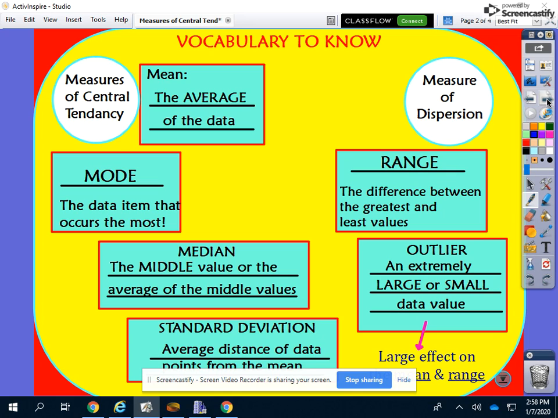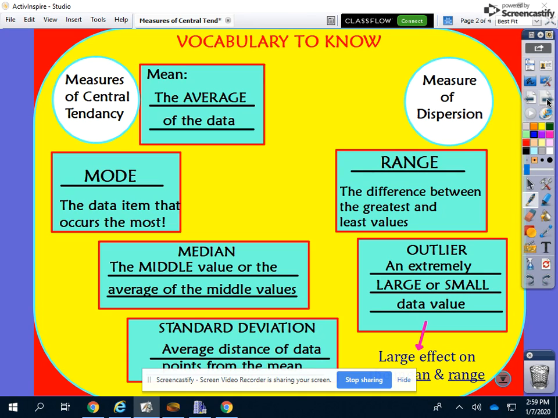The next term is the word mode. The mode is the data item that occurs the most. Median. The median is the middle value or the average of the middle values. Remember, median kind of sounds like medium, and if you think about it, medium is the middle of something that's small and large. So again, the median is the middle or the average of the middle.